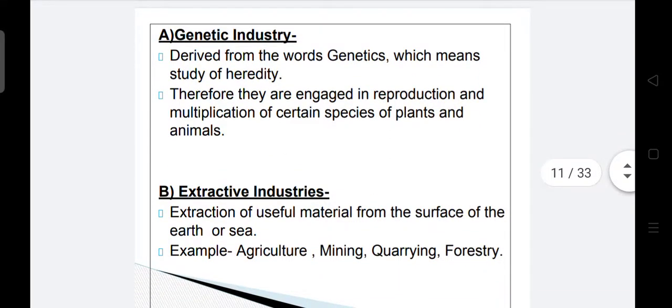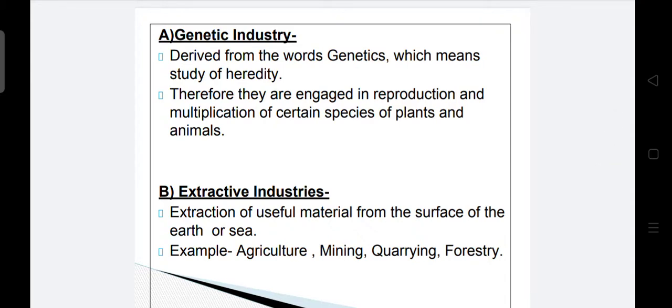Now, what comes in genetic industry? It means heredity. Heredity means, like I have my eyes like my father, that is called heredity. Therefore, they are engaged in the reproduction and multiplication of certain species, plants and animals. So these industries produce the animals. They do the business of the animals. They sell the animals and plants, and they earn money from it.